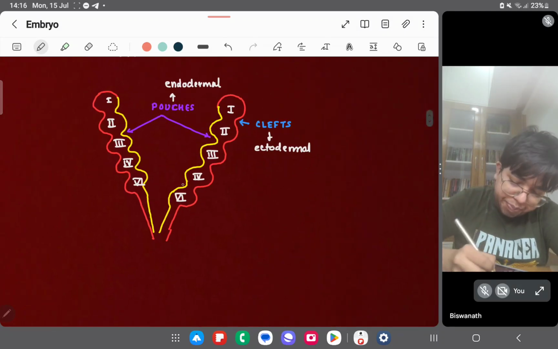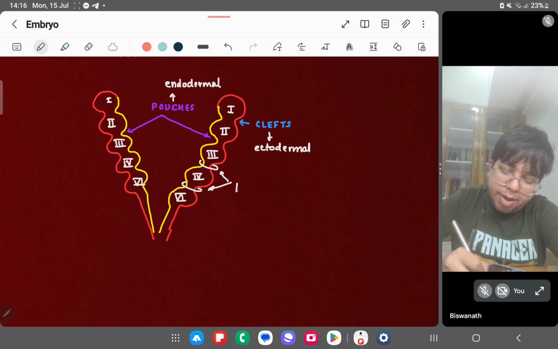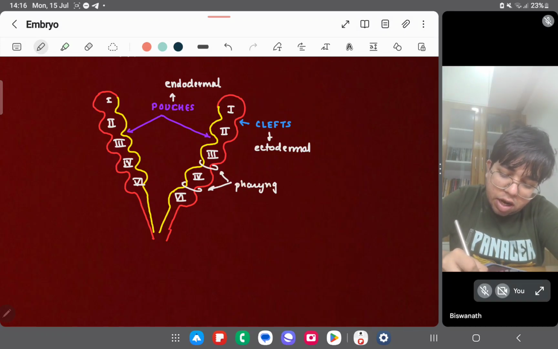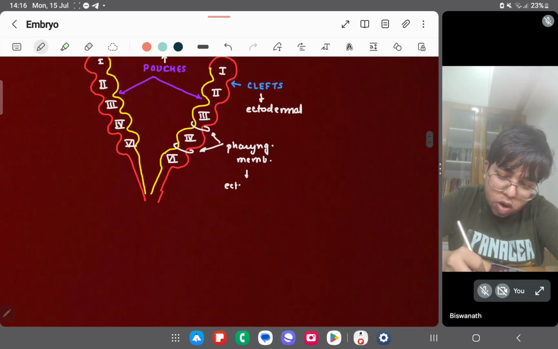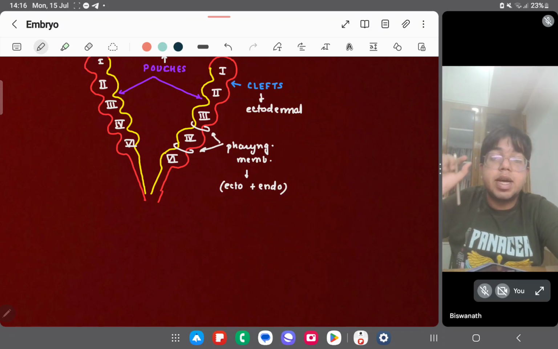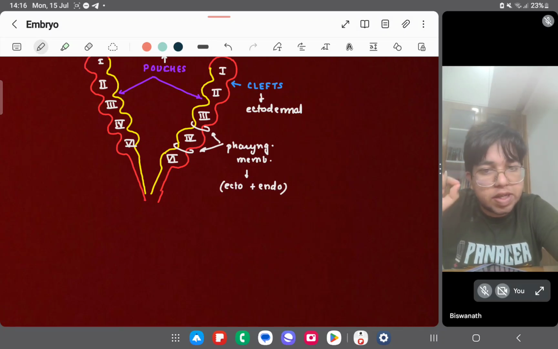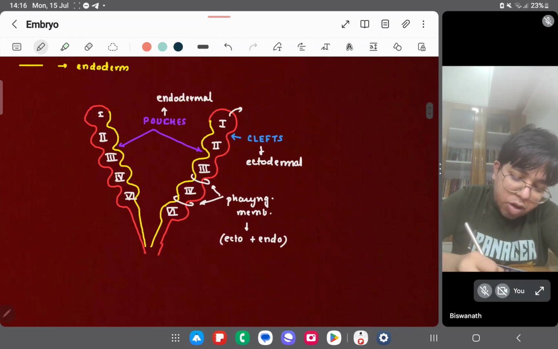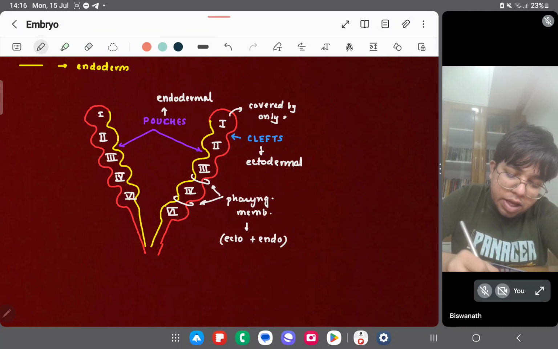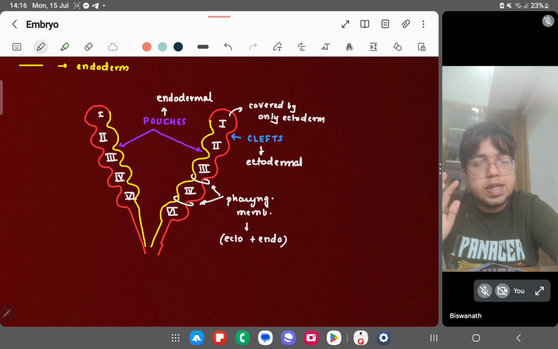And these are called pharyngeal membranes. What is the origin of these pharyngeal membranes? Ecto plus endo. Am I clear? Done. Because ectoderm and endoderm are in close proximity. And remember, the first pouch is covered by only ectoderm. Understood? So these are the pharyngeal arches.